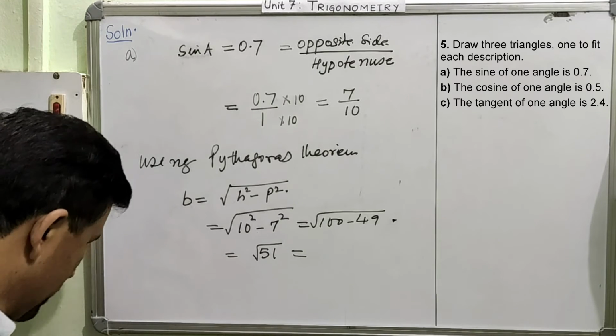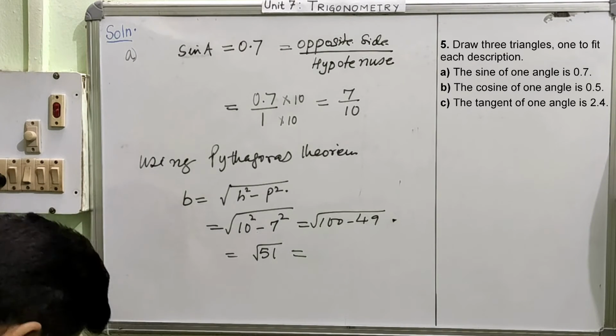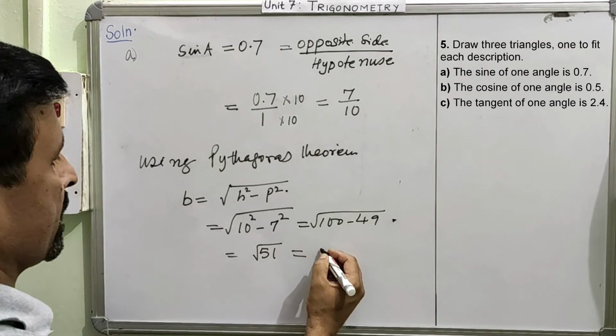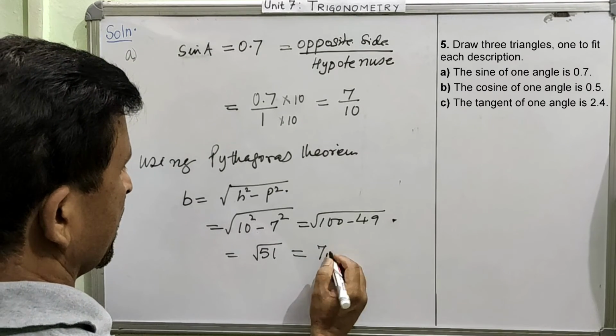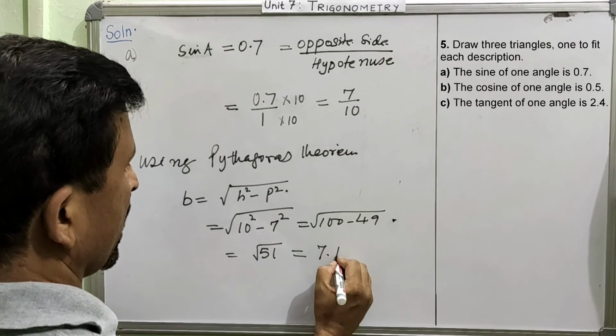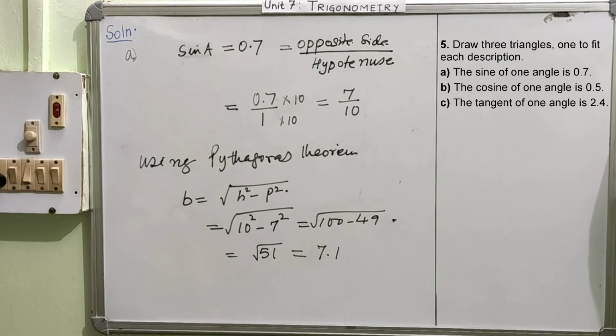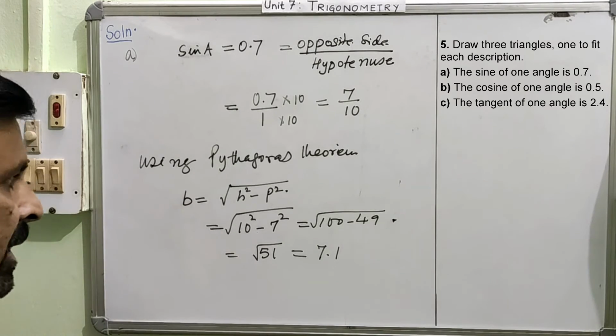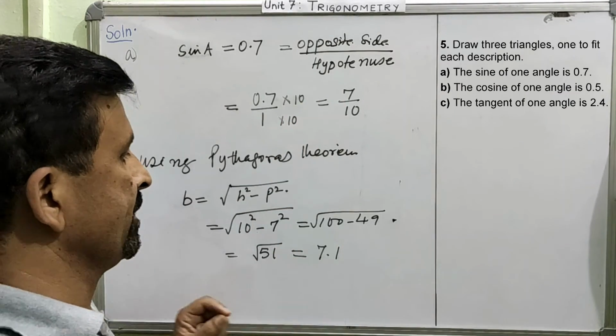So we can find out the value of root 51. Root of 51 is coming as 7.1. Is it alright? So this way, now we got one triangle and we can now draw a triangle with this given measurement.